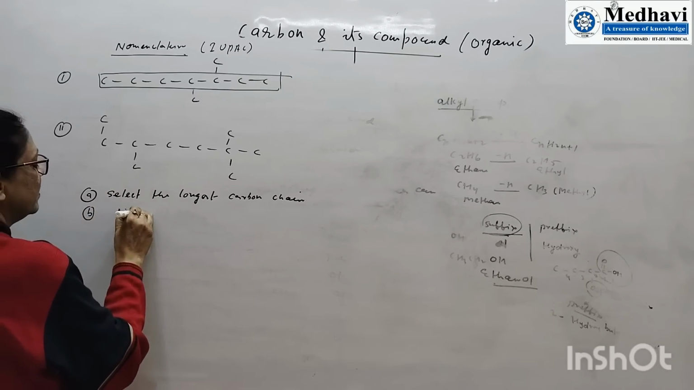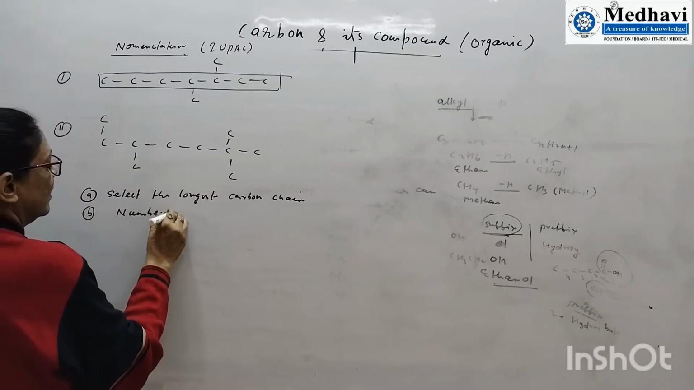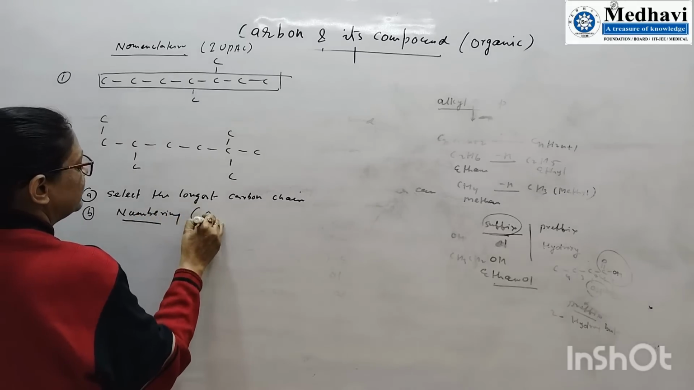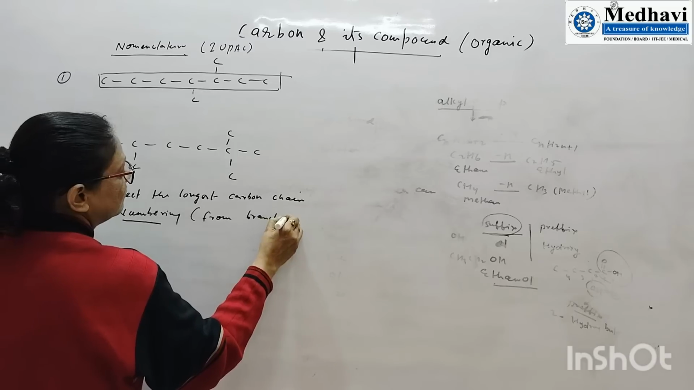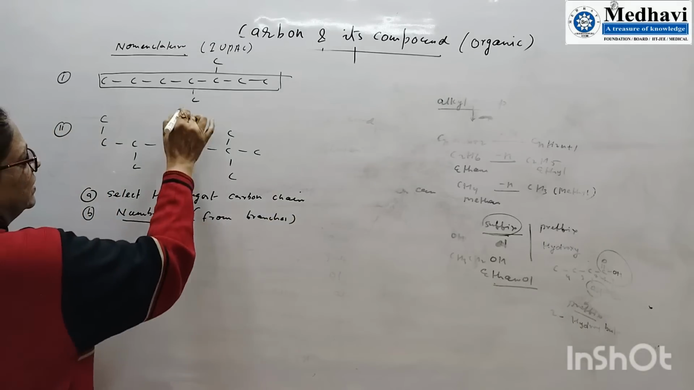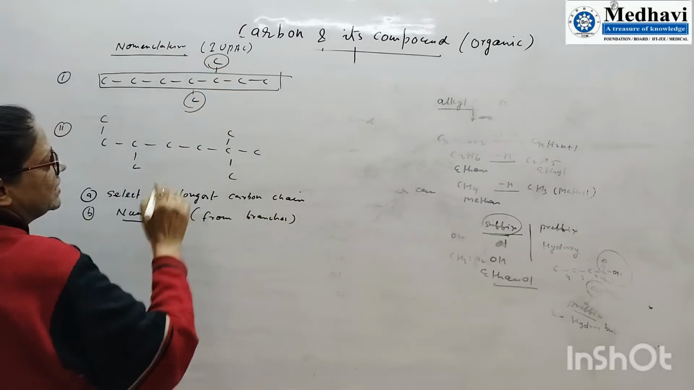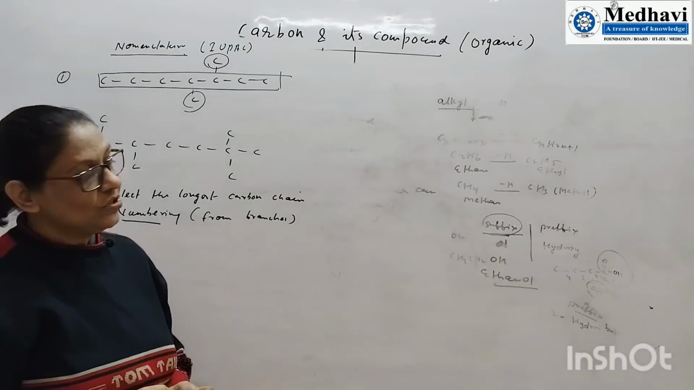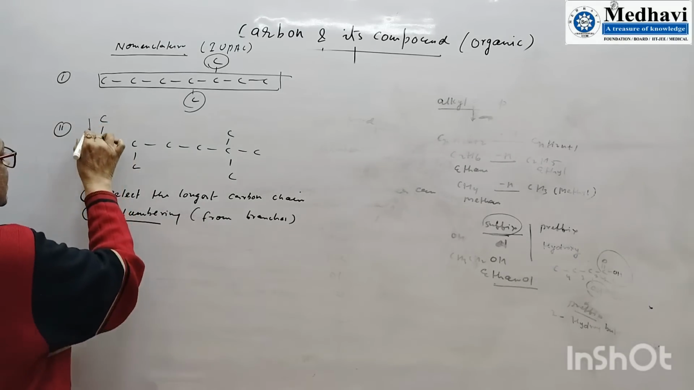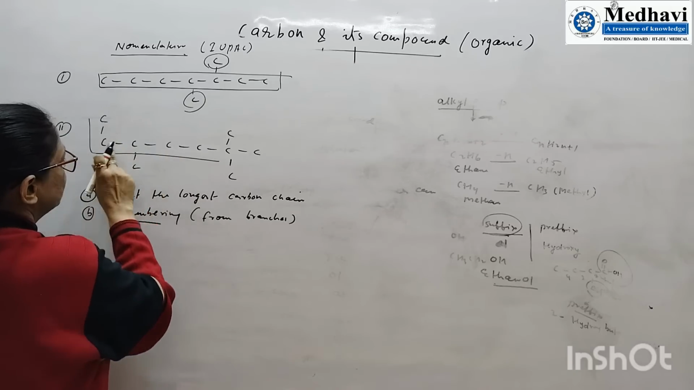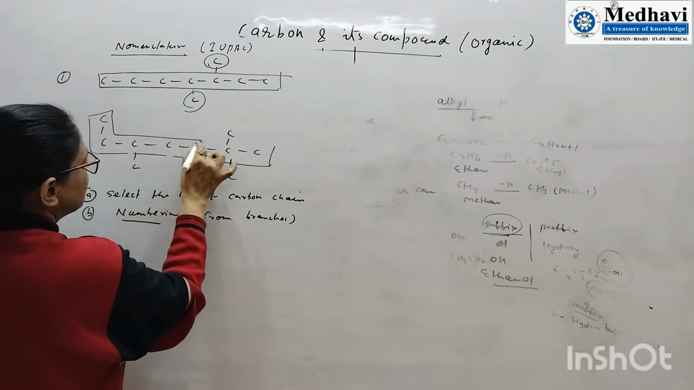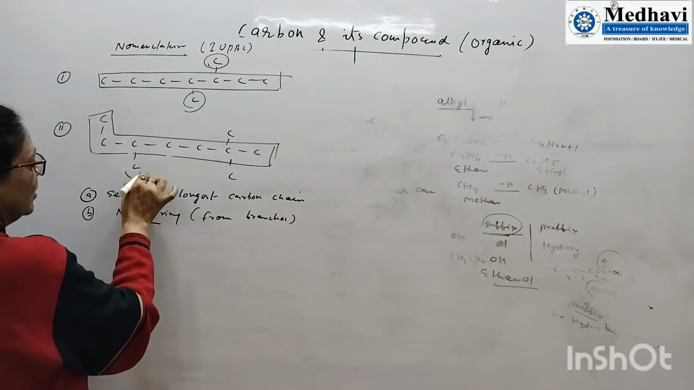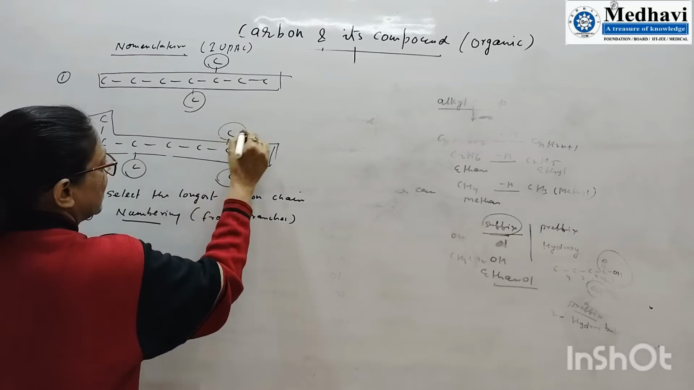Second thing is the numbering, and numbering I am just writing in short form, from the branches side. What are branches? See this part, the part that is not taken as the longest carbon chain. Suppose this is the longest carbon chain, 1, 2, 3, 4, 5, 6, 7. The part that has been excluded from the longest carbon chain is called a branch.